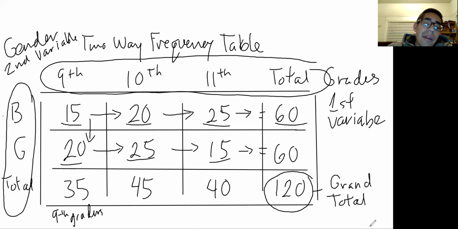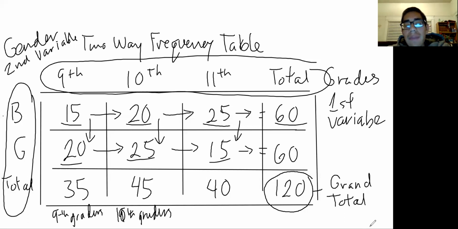Now here, if I read this down, 20 and 25, that's how many 10th graders I have total. So I have 45 10th graders. And if I read this up and down, 25 and 15 are my 11th graders. So I have 40 11th graders. Okay, so what about the total columns down here? I have 60 and 60.